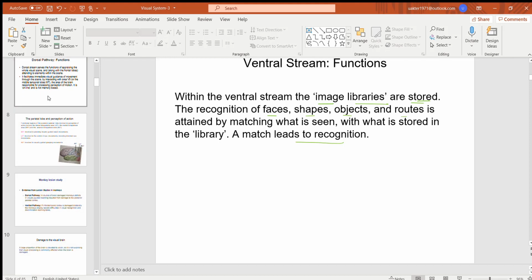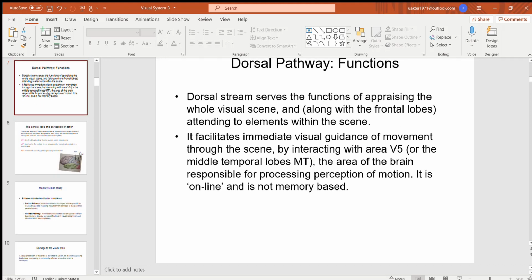On the other hand, the dorsal stream serves the function of appraising the whole visual scene, because it is a where pathway. So to see where things are located in your visual field, you need the bigger area. You need to see the bigger area, right? So the dorsal pathway works with the large area or whole visual scene.